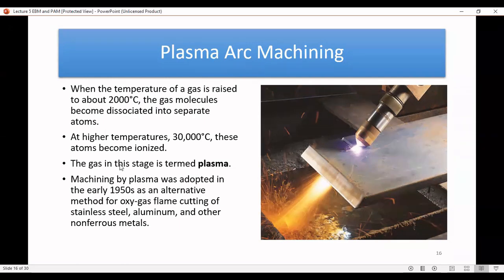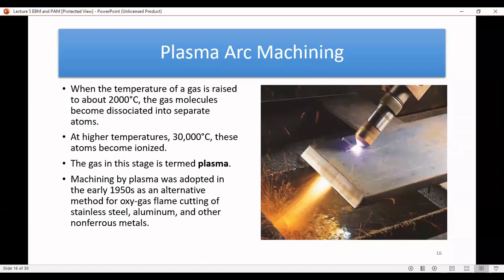So when you have a gas, you increase the temperature of the gas up to 2000. Then the gas molecules become dissociated into separate atoms. So this is talking about the principle of a plasma.